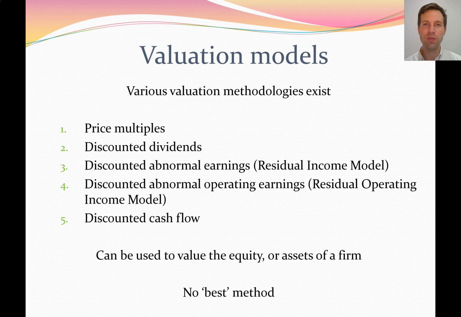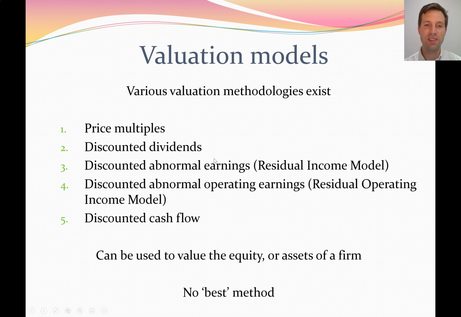Then we've looked at 4 valuation models, which have been the dividend discount model, the discounted abnormal earnings model, also called the residual income model, discounted abnormal operating earnings, also called the residual operating income model, and the discounted cash flow model. So these 5 ways of valuing a business can be broken up into price multiples as a quick and easy way versus these other 4 formal valuation methodologies that all use net present value techniques. They're used to value either the equity or assets of a firm.